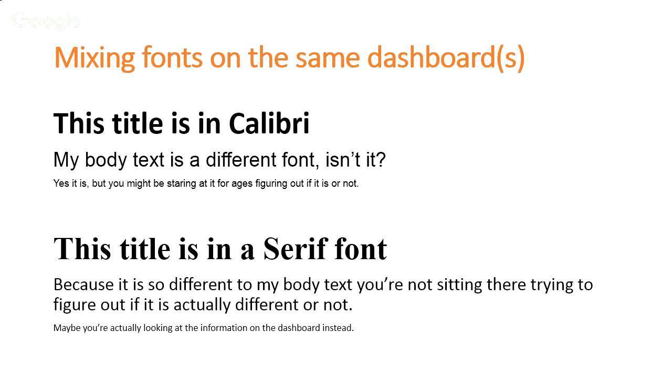The bottom example is a really good example of what you should do to mix your fonts. So the title is a serif font, that's Times New Roman. And because it's so different to the body text underneath, which is Calibri, you're not sitting there trying to figure out if it's actually different or not. So maybe you're actually looking at the information on the dashboard instead. Your brain clearly knows that it is, so it can focus on the actual information that you're trying to give instead.